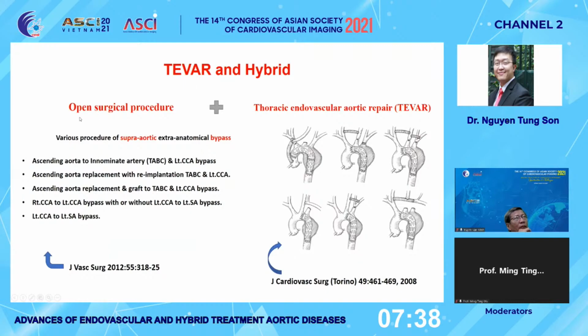You use a TEVAR in hybrid. You have open cervical debranching and thoracic endovascular aortic repair, with various debranching of the supra-aortic extra-anatomic bypass, or ascending to the innominate and left carotids, and ascending aorta replacement or ascending aorta wrapping to reimplant the brachiocephalic trunk and left carotids, and right carotid to left carotid or left carotid to the left subclavian artery bypass. And after that, it puts a stent like this.